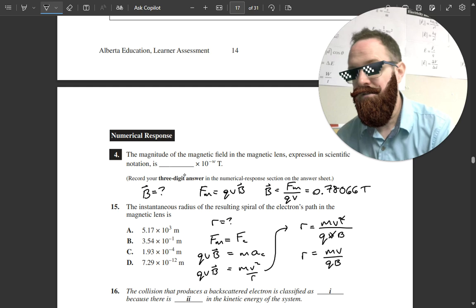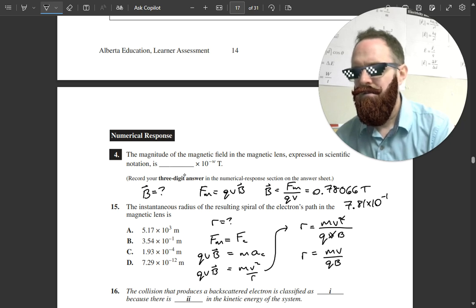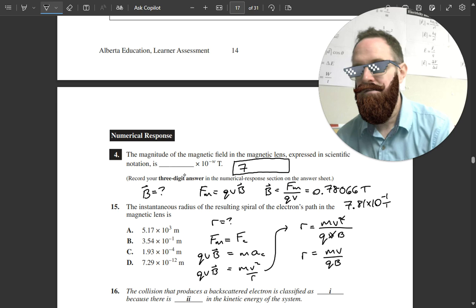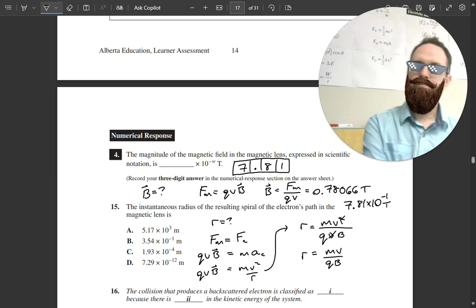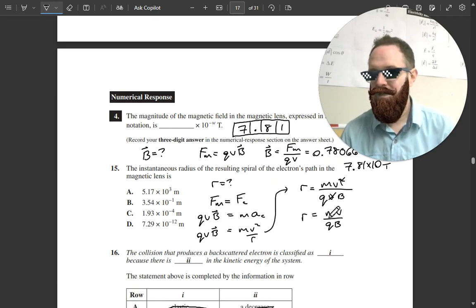0.78066 teslas, which if I were to put in scientific notation, with the 3 decimals and a negative 1 in that exponent spot there. But again, I don't care about that. We only care about this part, 7.81. That's all I care about. Okay, this one down here, so we know the speed, we know the mass, we know the B.